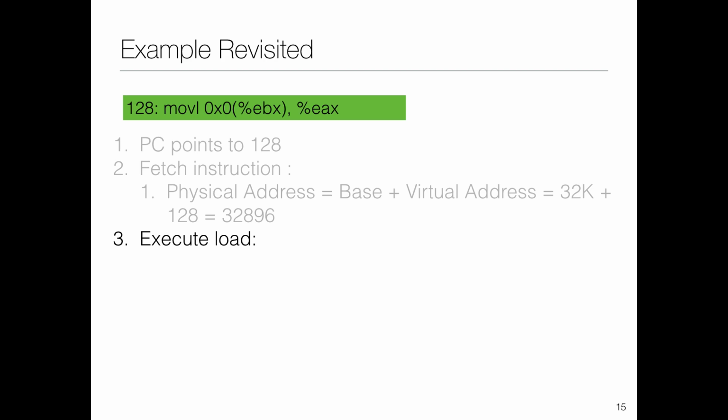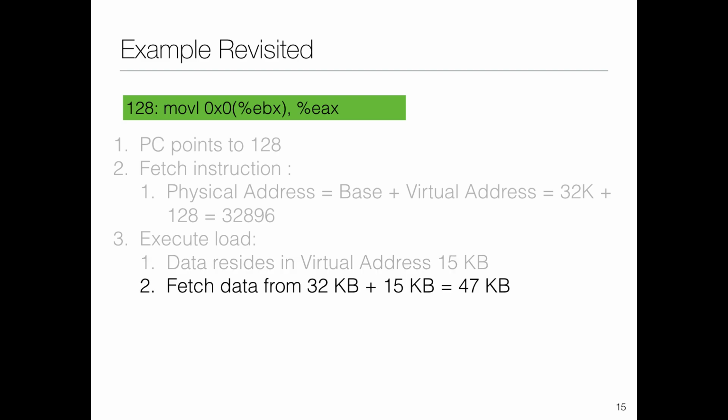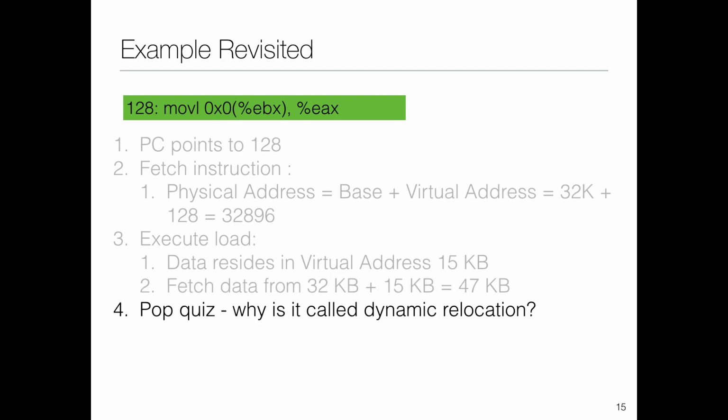So after this, once you fetch the instruction, you'll execute this instruction. One of the instructions in this particular example was where the data was residing in virtual address 15 KB. So you fetch the data from the actual physical address and not the 15 KB virtual address. So this is 32 KB plus 15 KB equal to 47 KB. Okay, so why is this concept also called dynamic relocation?